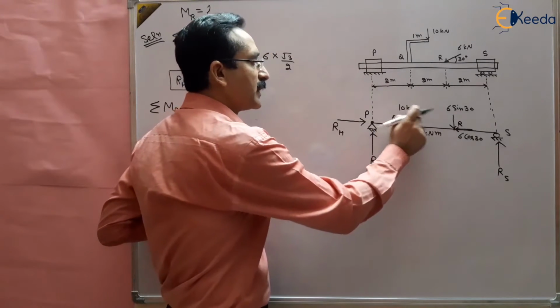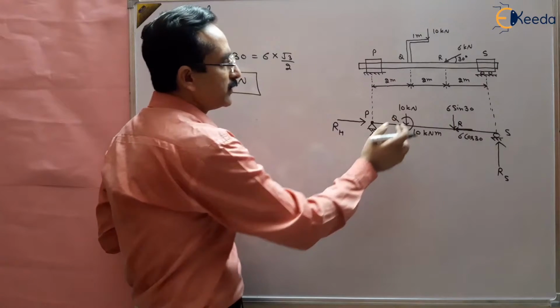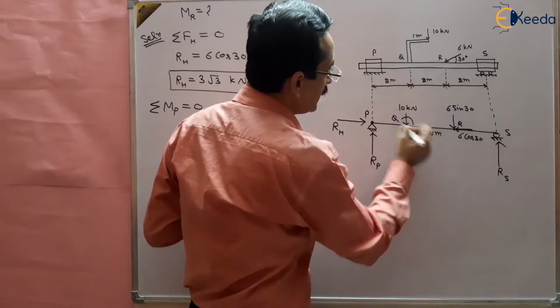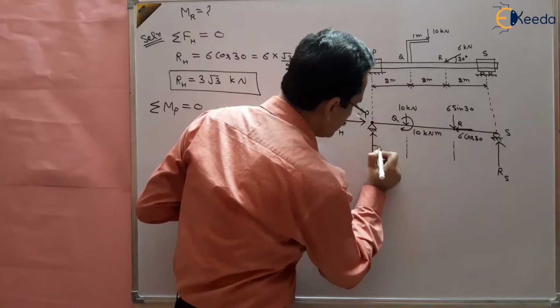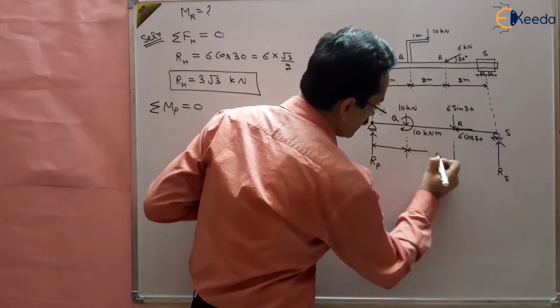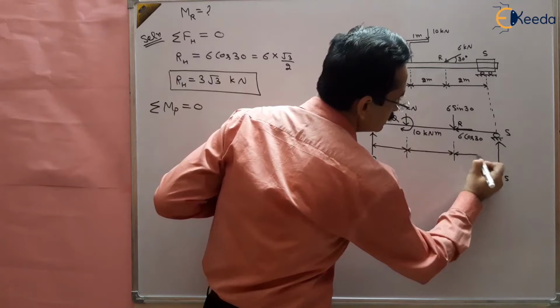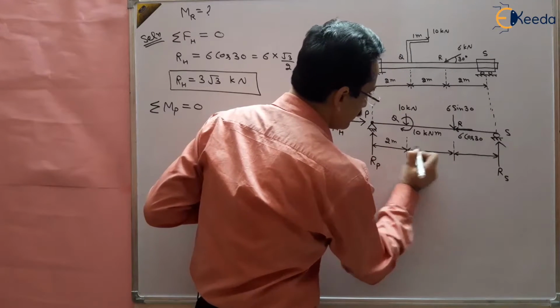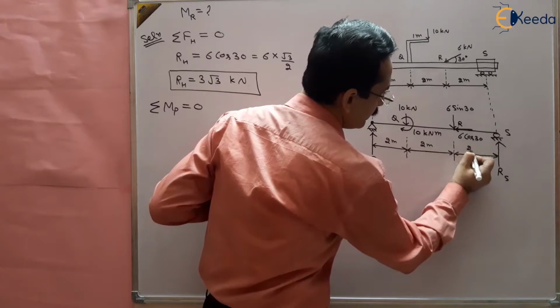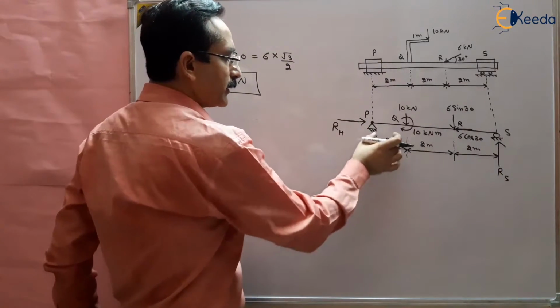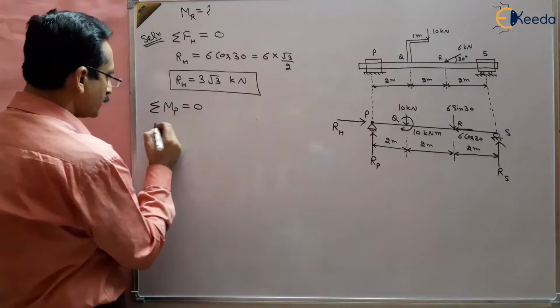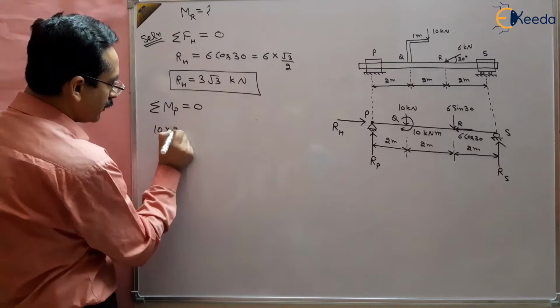What is the moment of this 10 kilonewton? This is the 10 kilonewton multiplied by the distance, and the distance is 2 meters. All the distances are 2 meters. So the moment of 10 kilonewton is 10 multiplied by 2, and it is clockwise.